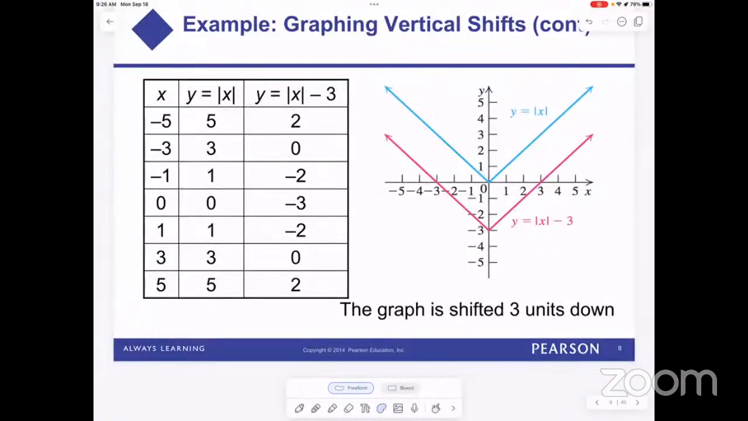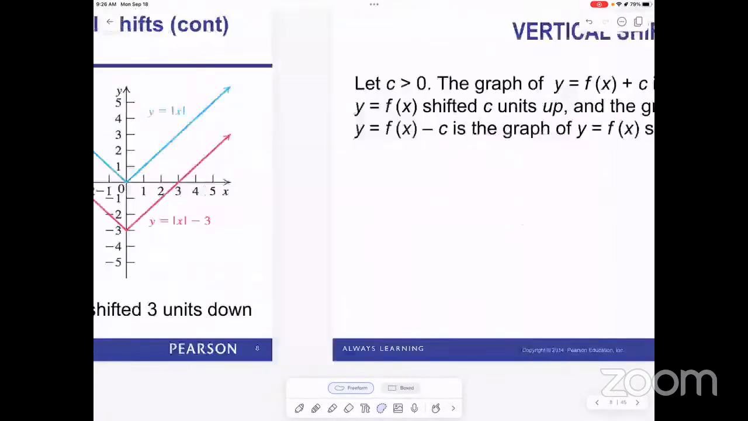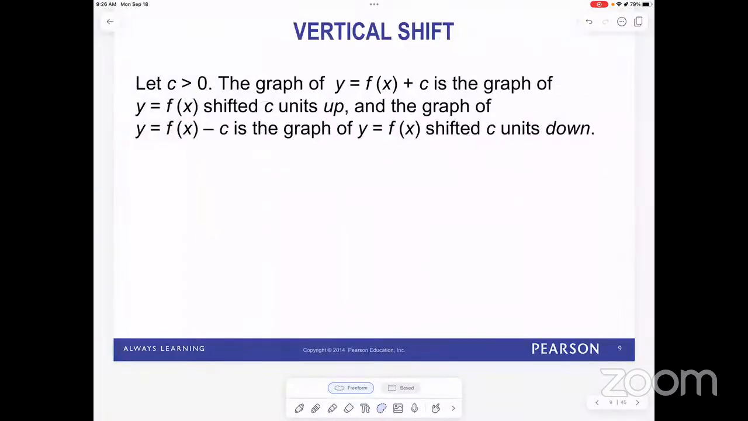So let c be positive. The graph of y equals f of x plus c is the graph of f of x shifted c units up. And the graph of f of x minus c is the original graph shifted c units down, right? So our first 2 transformations, when we're given a function, if we add a positive on the outside, it shifts it up that many units. If we subtract a positive on the outside, it shifts it down by that many units, right?